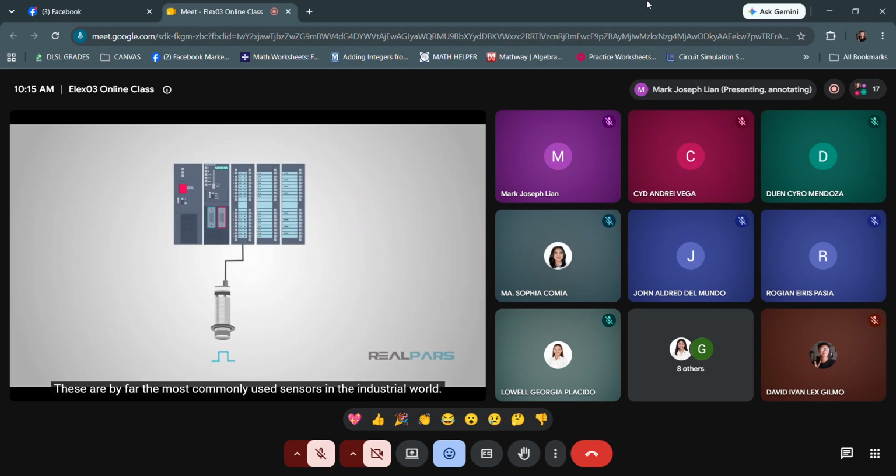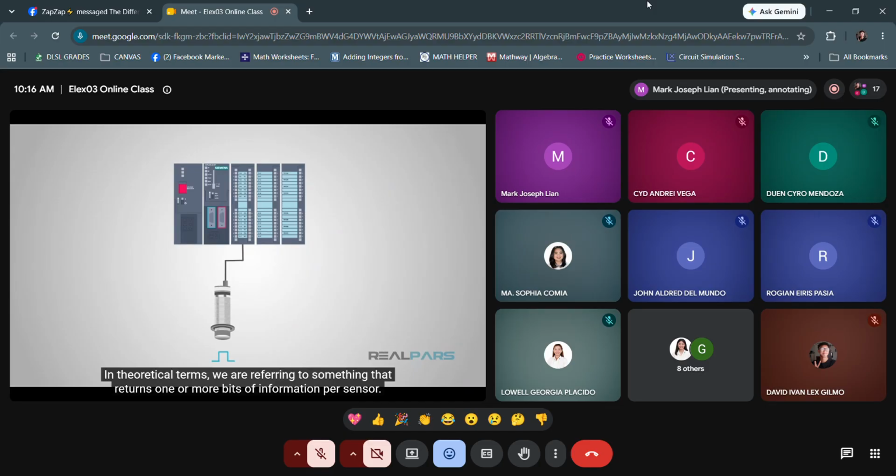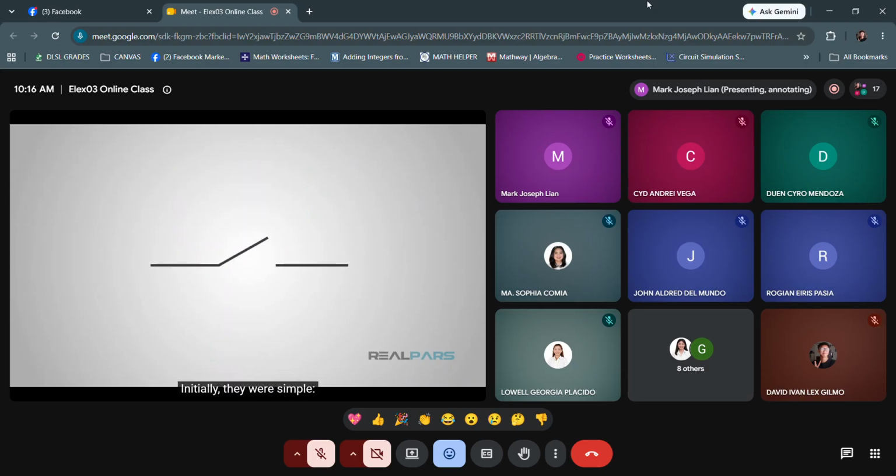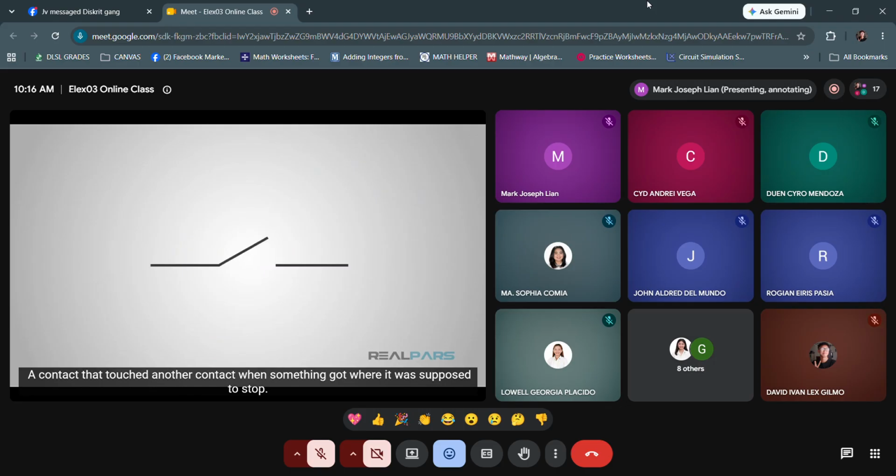These are by far the most commonly used sensors in the industrial world. So, what is a digital or binary sensor? In theoretical terms, we're referring to something that returns one or more bits of information per sensor. Initially, they were simple: a contact that touched another contact when something got where it was supposed to stop.